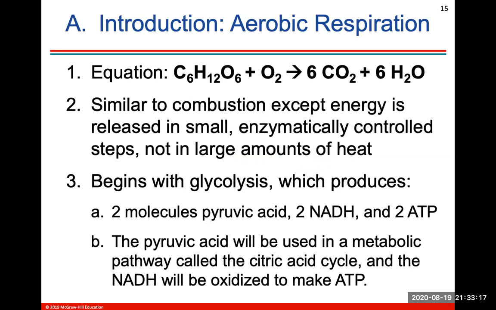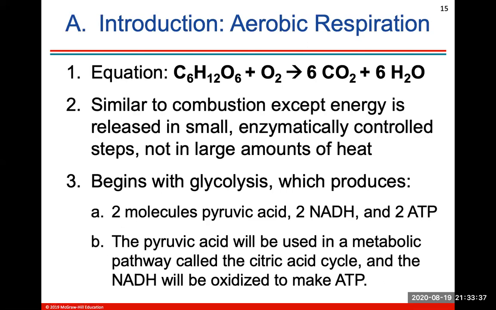Aerobic respiration then. The equation for aerobic respiration that you should know is this. It's in bold. This is 1 glucose molecule combined with oxygen. It'll yield 6 carbon dioxides and 6 waters as waste. It'll also produce ATP. It begins with glycolysis, which is the first step.